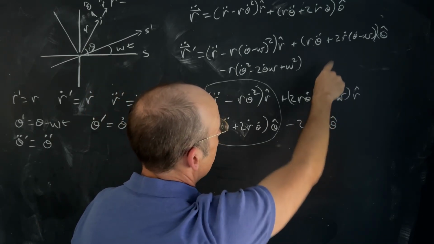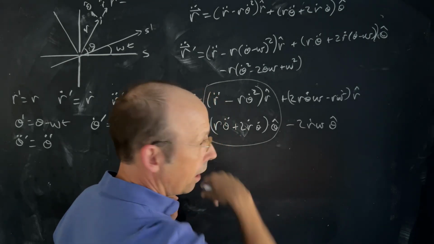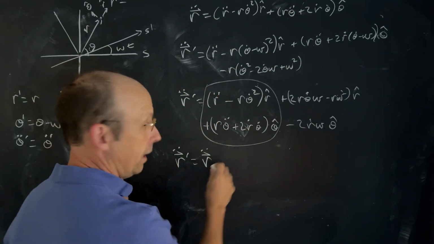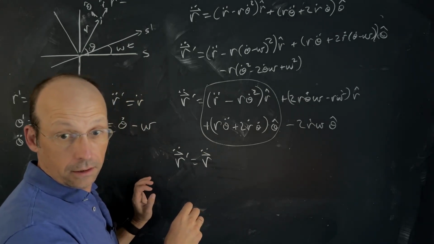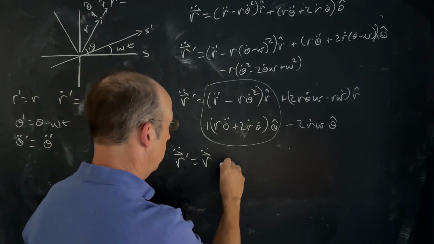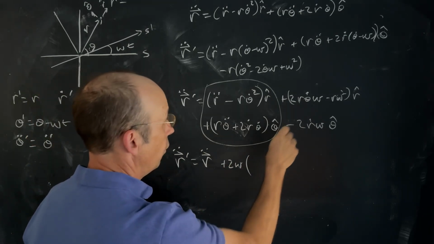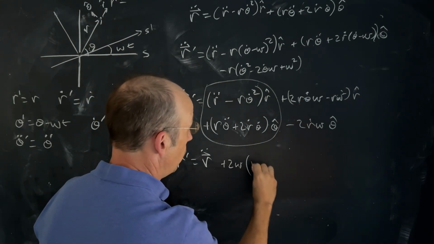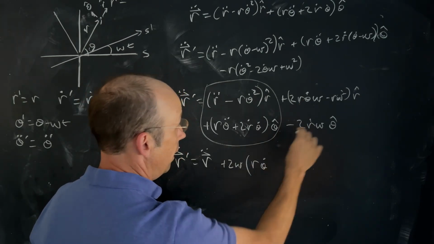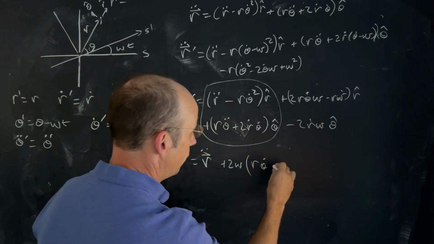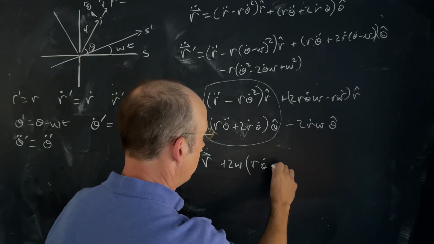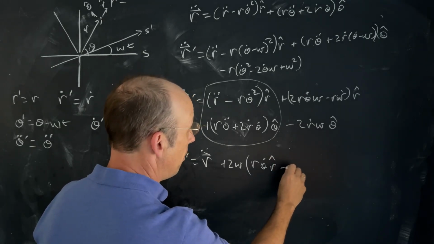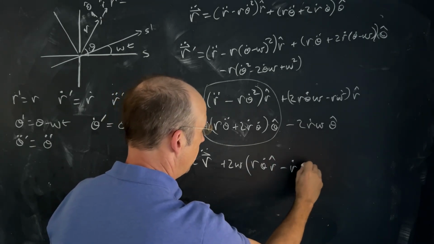That was that term up there. Yeah, I'm going to factor out just a 2 omega. Okay, so I get plus 2 omega. So from this term, I took out the 2 omega, so I have r theta dot, and then I'm going to factor out of this, so I have minus, and that goes with r hat, and then minus r dot theta hat.